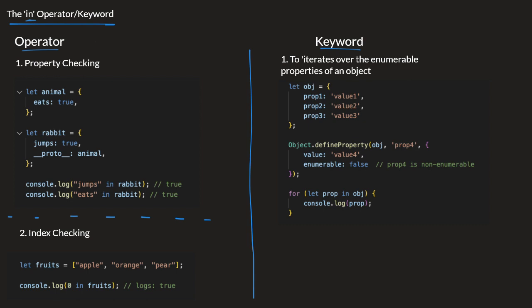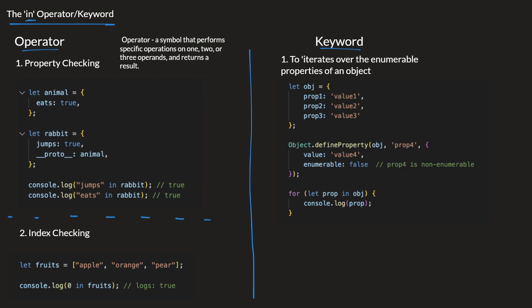An operator is a symbol that performs specific operations on 1, 2, or 3 operands and returns a result. Without going too deep into it yet, if we look at this example of console.log jumps in rabbit, in is our operator. We've got a left operand called jumps, and we're checking if it is in a right operand called rabbit.